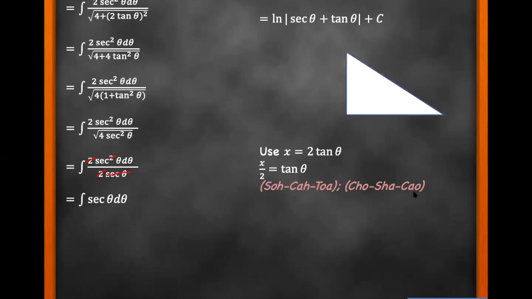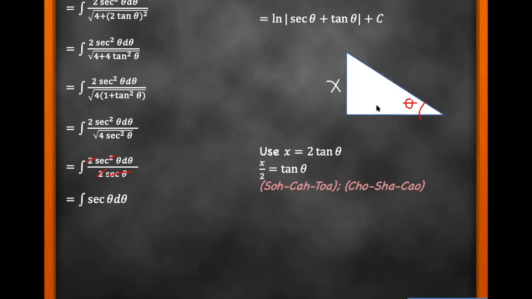Okay, so now let's draw the triangle. So we have the right triangle where our theta is here. So we use this equation, tangent theta is equal to x over 2. So tangent means opposite over the adjacent side. So the opposite side is x.